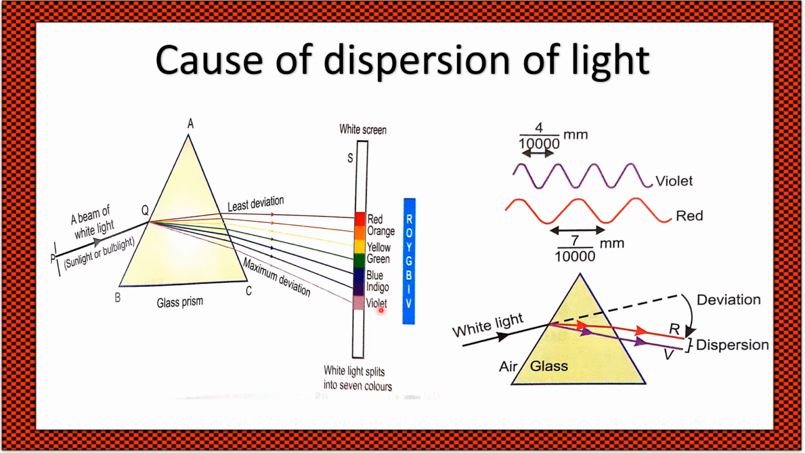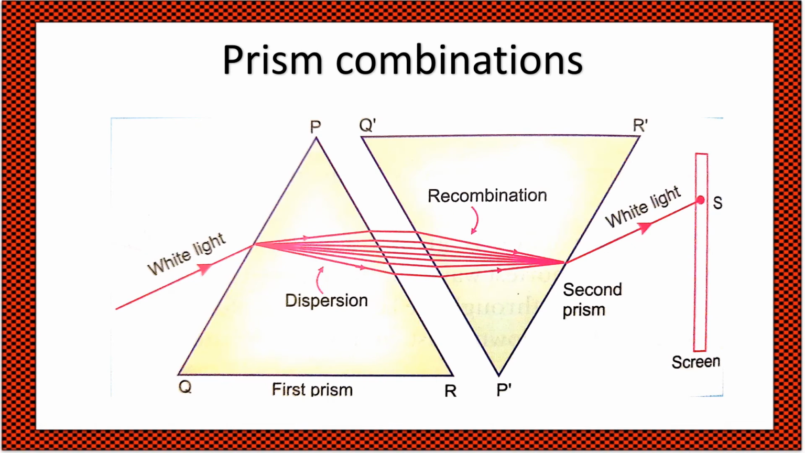So, all colors of white light are refracted by different amounts while passing through the glass prism. Therefore, when white light passes through a glass prism, different constituent colors come out of the prism at different angles. Observe this. It comes out at different angles, which gives rise to the dispersion of white light. We have seen that white light is dispersed into its 7 color components by a prism.